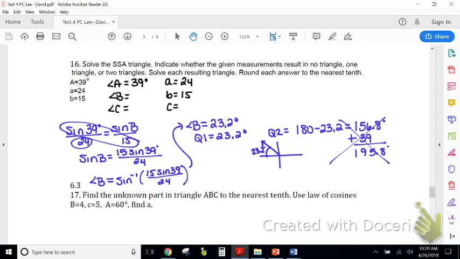So this one, it asked us to indicate if it was no triangle, one triangle, or two triangles. So even though we're going to write just one triangle answers, let's go ahead and specify, just in case. So it's going to be a one triangle. And now we just need to finish solving it. We already know then that angle B is 23.2 degrees. What do you want to find next? Angle C. So again, that's 180 minus the other two angles added together.